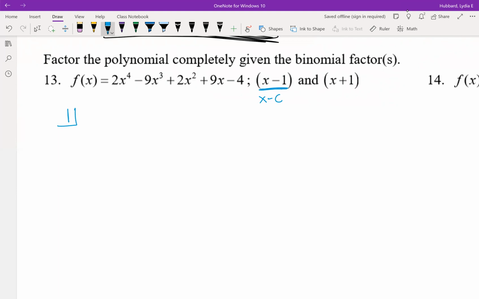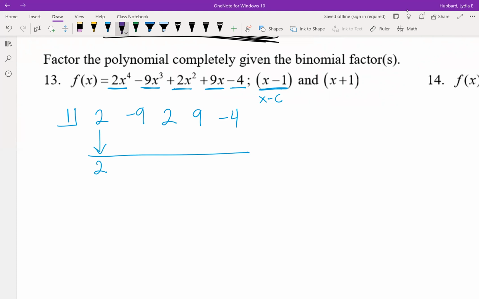Okay, and now I'm going to take my coefficients. So to the 4th, I had a 2. The 3rd power has a coefficient of -9. The 2nd power has a coefficient of 2. The 1st power has a coefficient of 9, and the 0th power has a coefficient of -4. Okay, so I'm going to drop down the 2 as always.